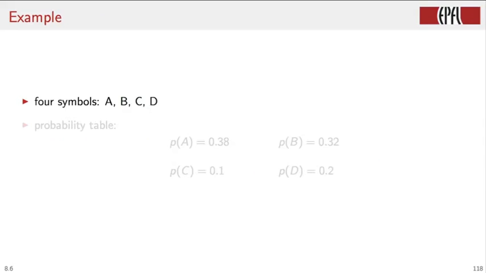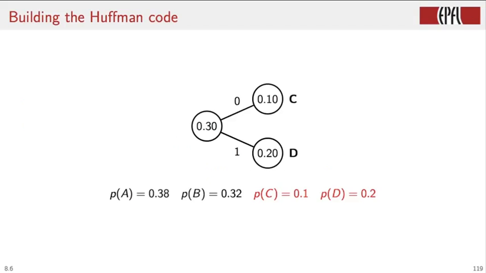Suppose, once again, we have 4 symbols, and suppose that we found that the probability table for the 4 symbols is the following. The first symbol occurs with 38% probability, the second with 32%, the third with 10%, and the fourth one with 20%. The Huffman algorithm proceeds by selecting at each step the 2 symbols which are least probable. So in this case it would be C and D. And we build a subtree where the 2 symbols are the leaves, and they are connected to an intermediate node.